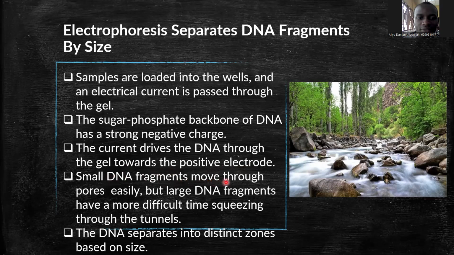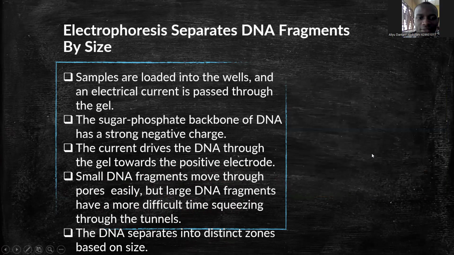Small DNA fragments move through the pores easily because they are small, right? Or large DNA fragments have a more difficult time squeezing through the tunnels. Of course, it makes sense, right? The DNA separates into distinct zones based on size, of course. All right.